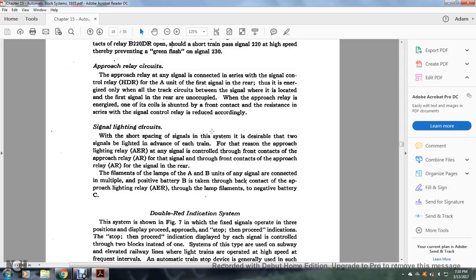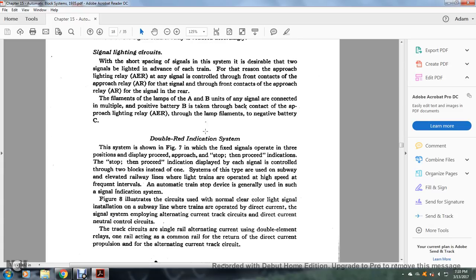The filaments of the lamps of A and B units of the signal are connected with the multiple positive B, and taken through the back contact of the approach lighting relay AER, with the lamp filaments connected to the negative battery C. Double red indication system.